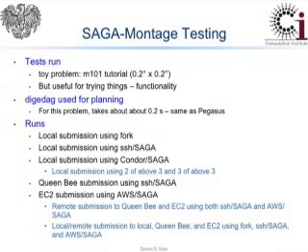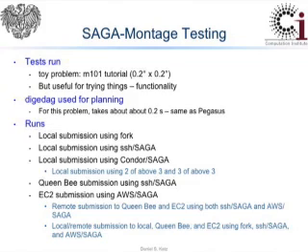Running this on a laptop, we can do local submission of the tasks using Fork. We can do local submissions of the tasks using SSH through Saga. So we're SSHing from the laptop into the laptop. It's not very exciting, but it does the functionality. We can do local submission using Condor. Again, the laptop is a Condor pool with 2 processors in this case.